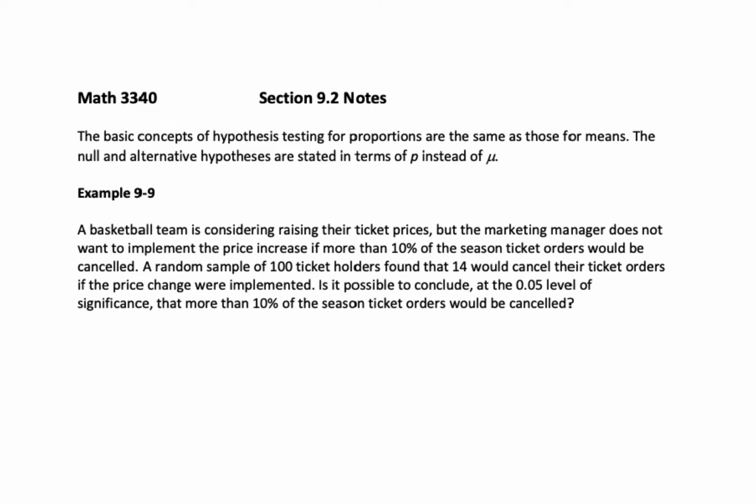In this video for section 9.2, we're going to talk about how to test a hypothesis about a proportion. The basic concepts are the same as doing tests for means. One of the main differences is that when we write the null and alternative hypothesis, we use p for proportion instead of mu. So let's look at this example.